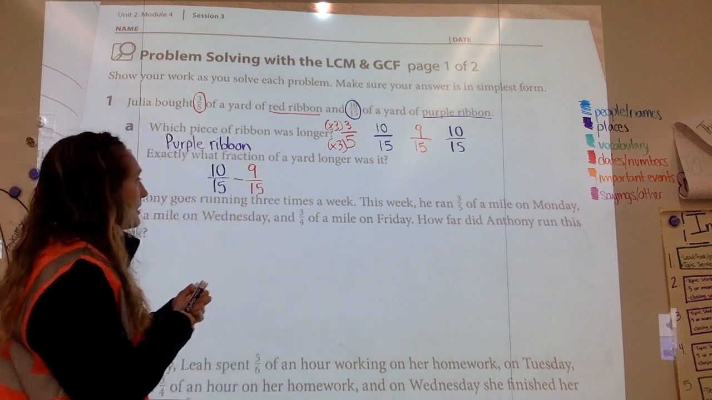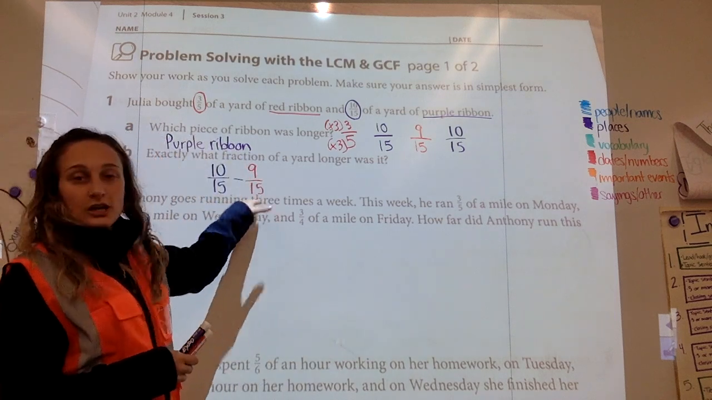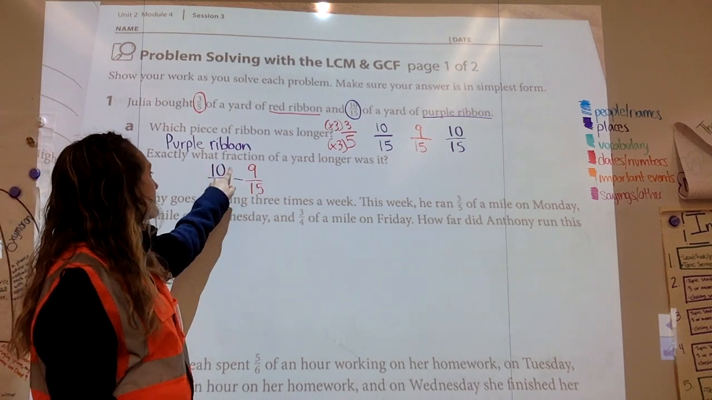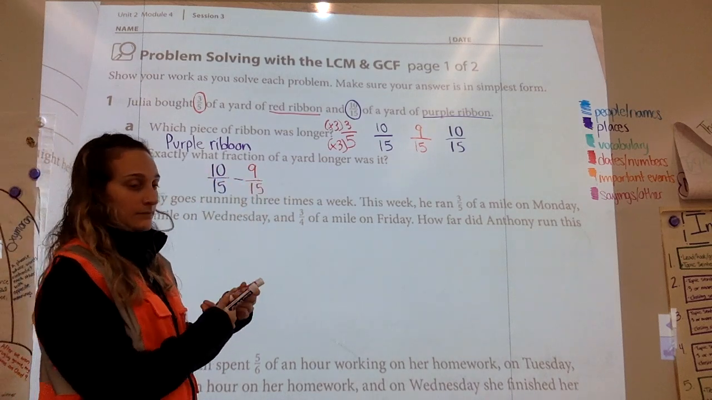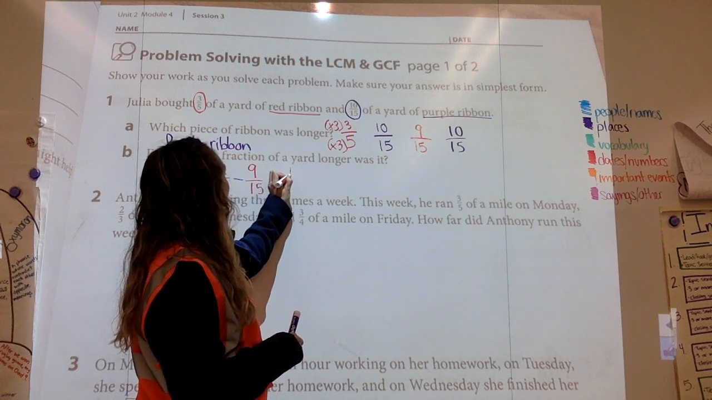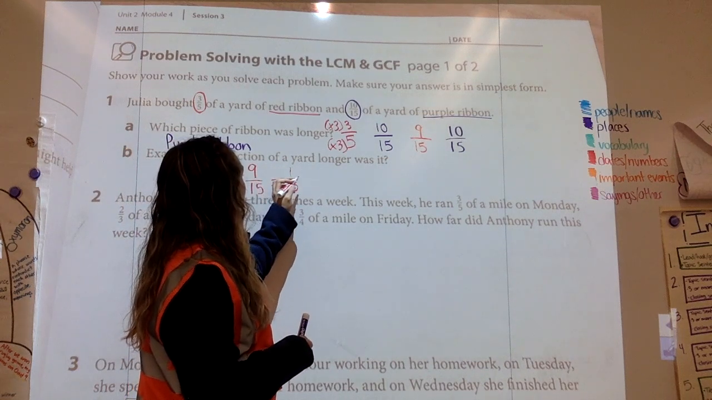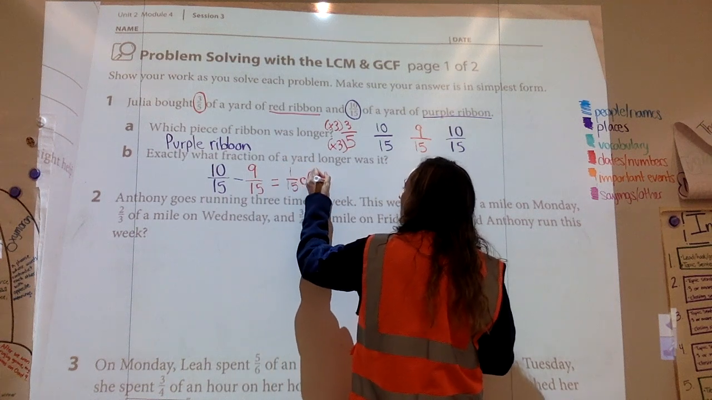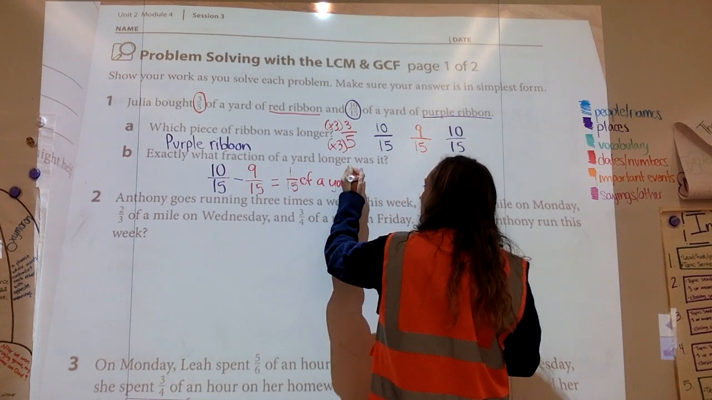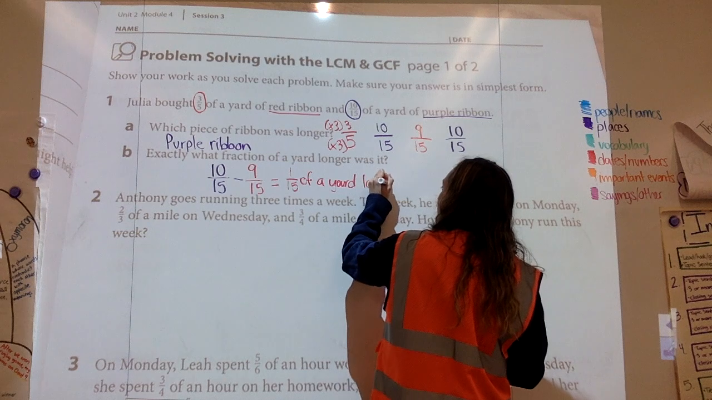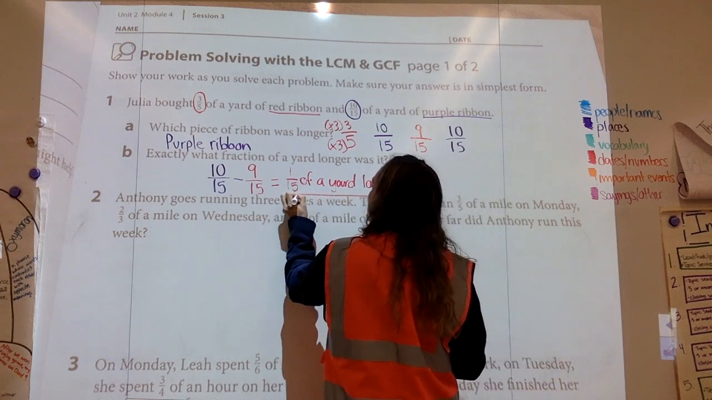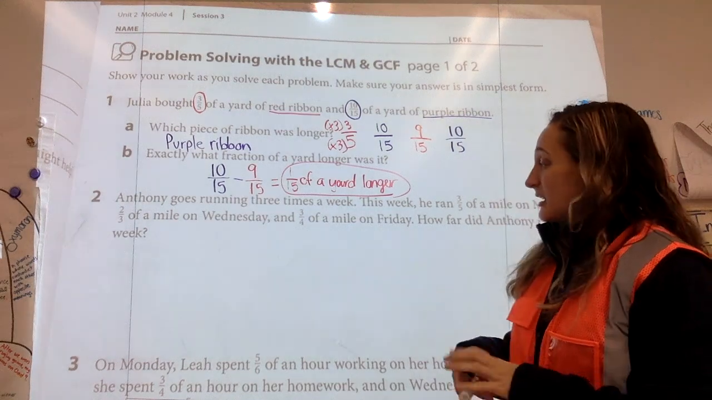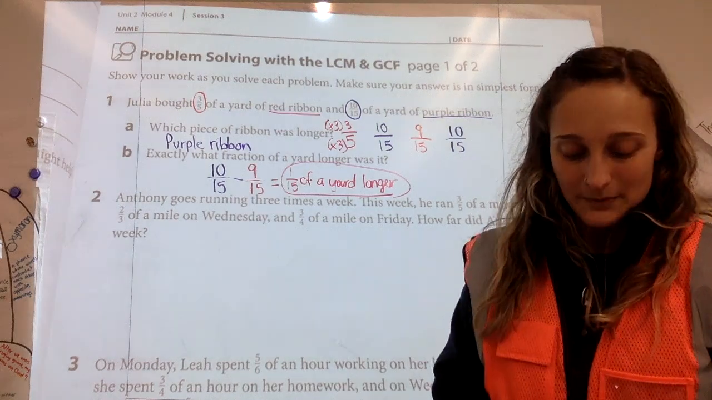Now remember, do not change the denominator. You're only subtracting 10 minus 9, which should equal 1/15 of a yard longer. Okay, you go ahead and circle your answer because that's a lot easier for me to see, and I very much appreciate it.